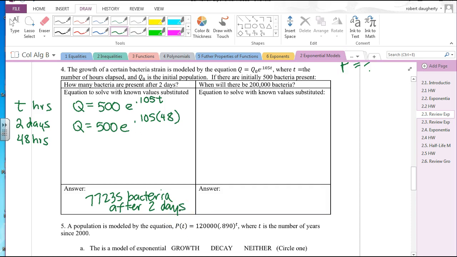When will there be 200,000 bacteria? When is time? Time is my exponent. I'm going to need logarithms. When will there be 200,000? So that's when my future value. So I have 200,000 is equal to 500 e to the 0.105t. I'm solving for t. I want this expression to be all by itself, which means I'm going to need to divide by 500.